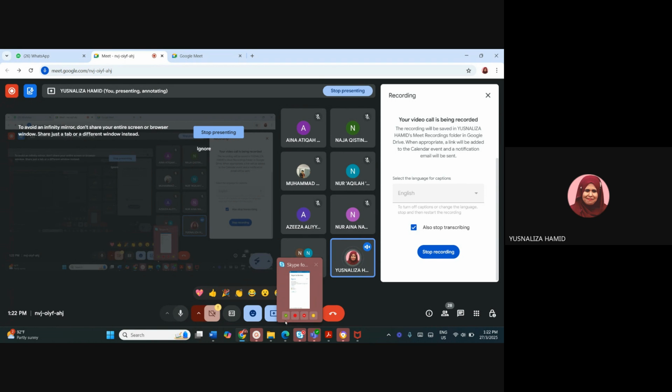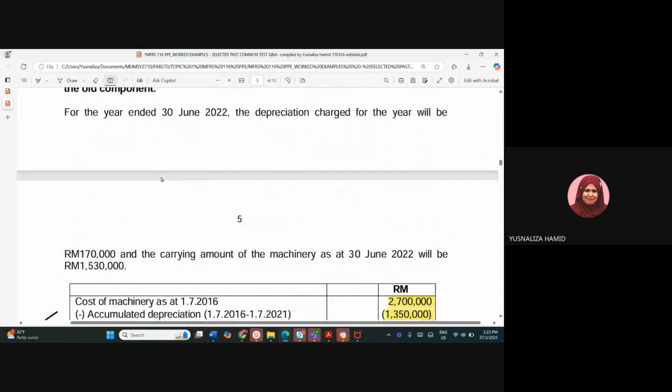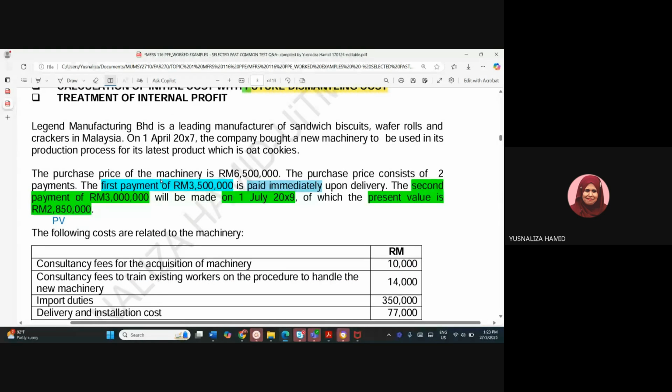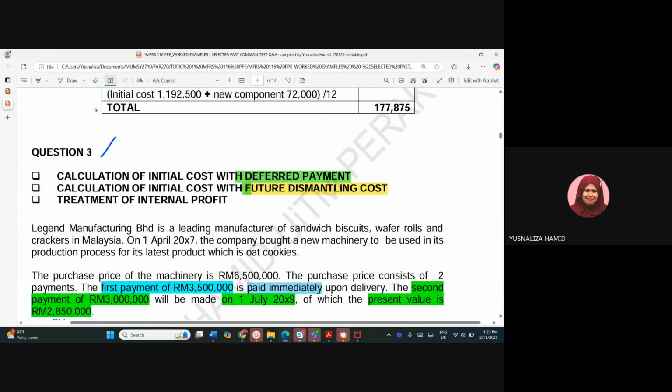So I'm done with that. Let me go to the next section. I want you to look at this first example. I'm not going to do all of it. I just want you to take note that question 3 is my concern now. There are many questions here that come together with complete answers.